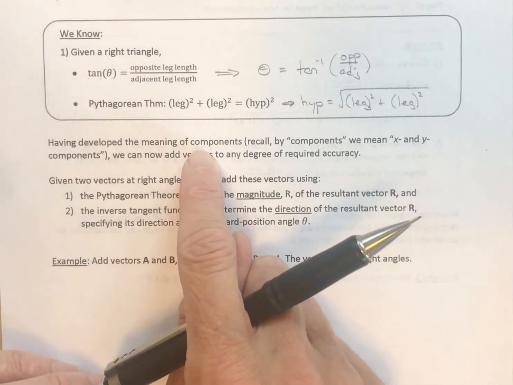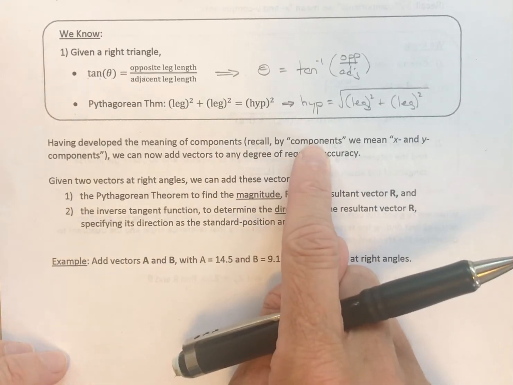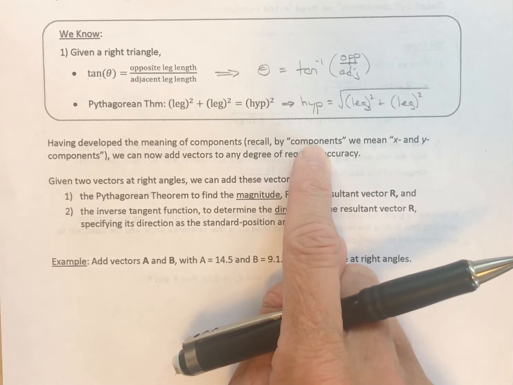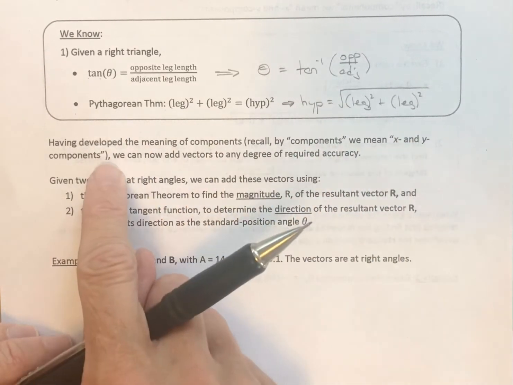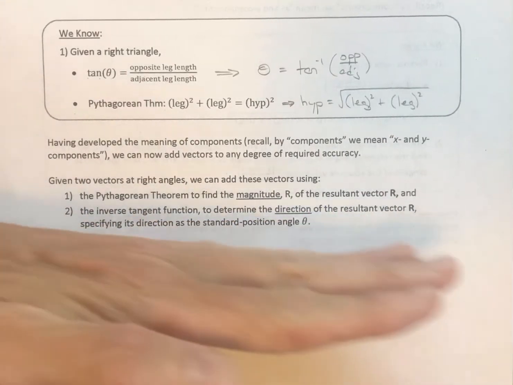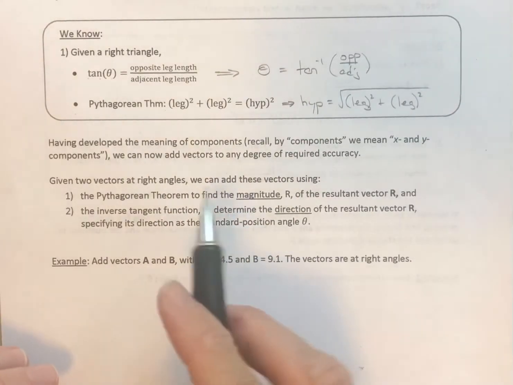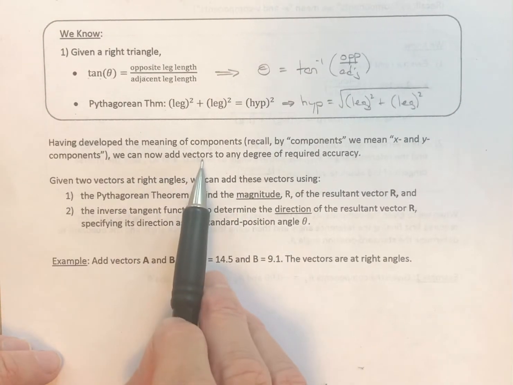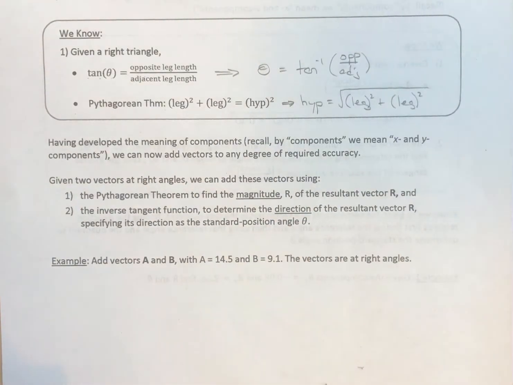Having developed the meaning of components, let's recall that when I use the word components, for our purposes we're talking about the x components and the y components. The x component, the horizontal component, and the y component, the vertical component. And we can now add vectors to any degree of accuracy that's required.